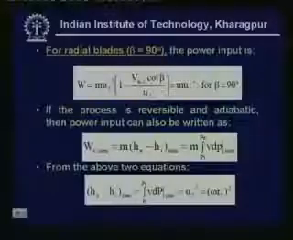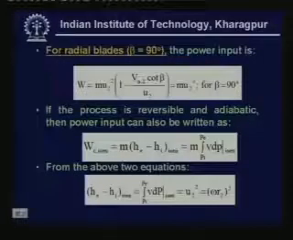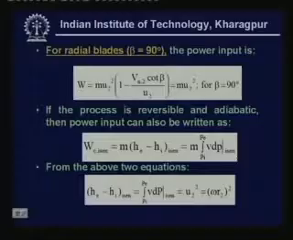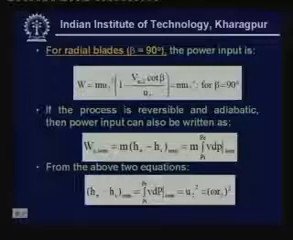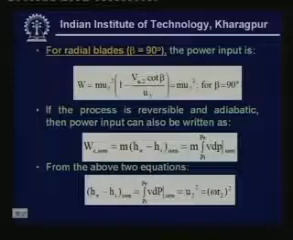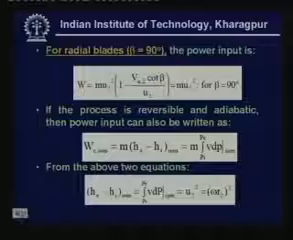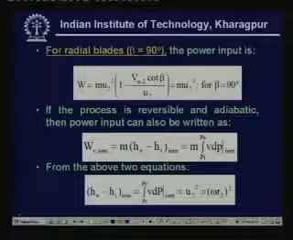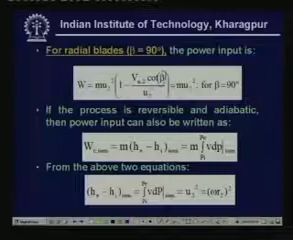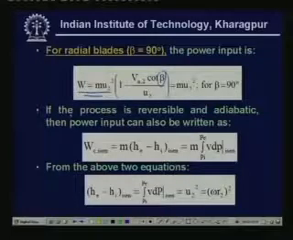Now let us take a simple case. As I said, the actual analysis of a centrifugal compressor is very complicated, so what I am presenting here is a simple analysis. The analysis becomes simple if you assume that there is no tangential component at the inlet, and if you also assume that the blade is radial. Once the blade is radial, beta becomes 90 degrees. So for radial blades, when beta is 90 degrees, the power input is given by this expression. Here beta is 90, so cot beta becomes 0. So power input is simply equal to m into U2 square.